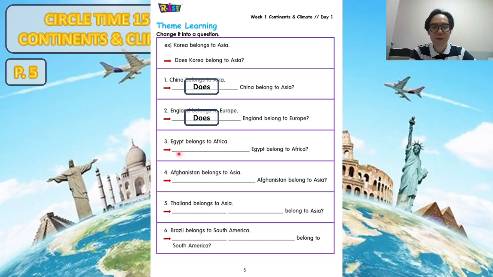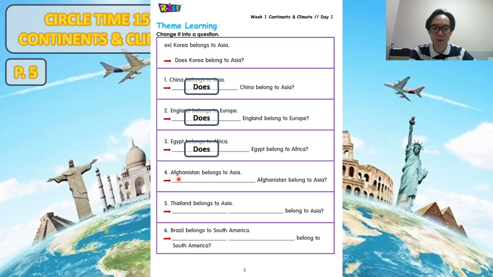Here we go. Number 3. Egypt belongs to Africa. Blank, Egypt belong to Africa. What's the word we use here? It's does. Does Egypt belong to Africa? Now, number 4. Here's a big word.